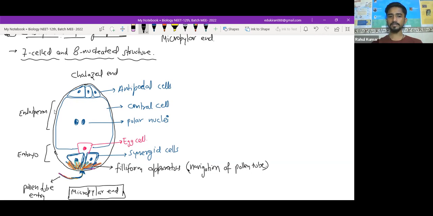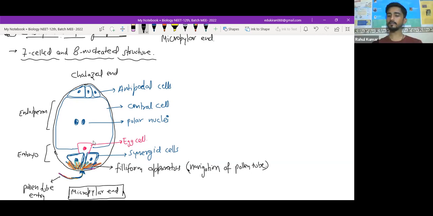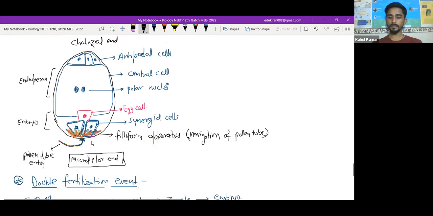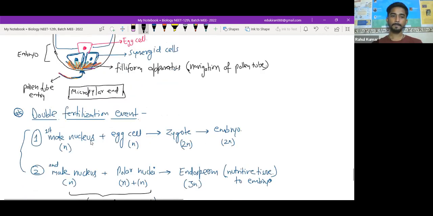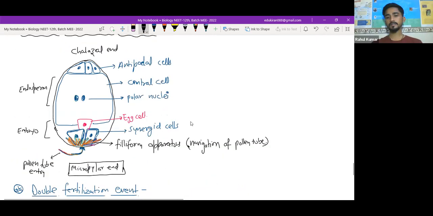And the antipodal cells and the synergid cells both degenerate. Is it clear? They have no use later on. After fertilization, they degenerate. Post fertilization, they also degenerate.